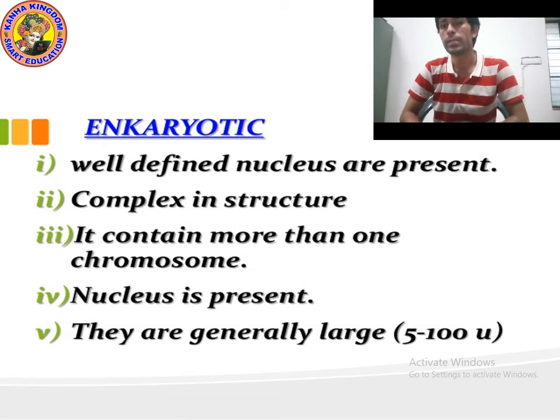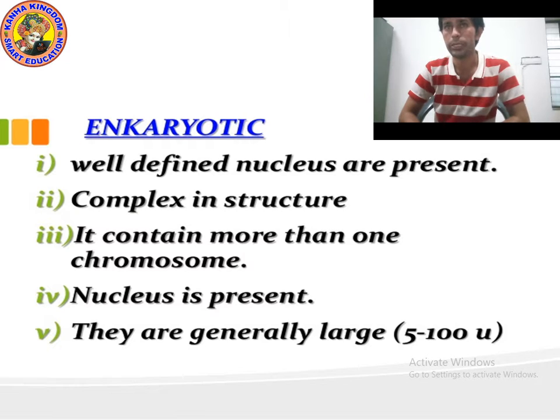Eukaryotic is just the opposite of prokaryotic. In prokaryotic, the nucleus is absent, or a well-defined nucleus is not present. But in eukaryotic, the nucleus is present, a well-defined nucleus is present.